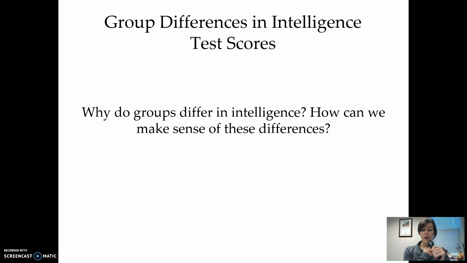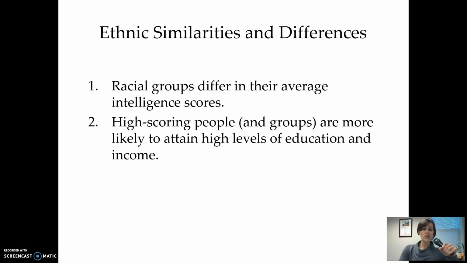We do know that there are group differences in intelligence test scores. That's just a fact. In particular, this becomes really important when we talk about differences between racial and ethnic groups. We also do see some slight differences in gender as well. So how do we make sense of these differences? Now, your book ends up with one conclusion. I end up with a slightly different one, but this is just my opinion here. So here's what we know.